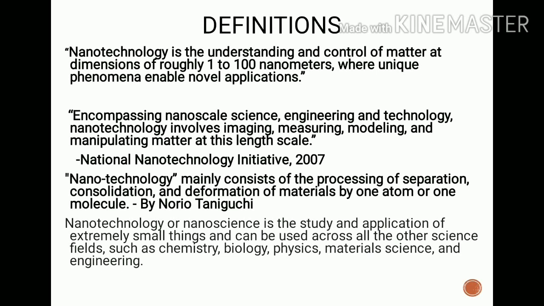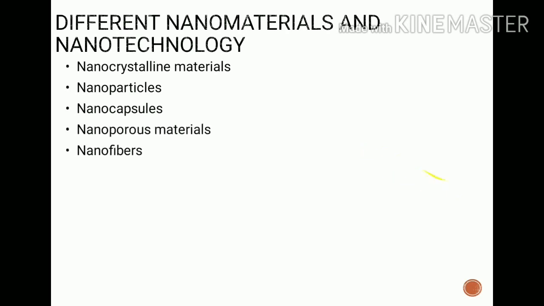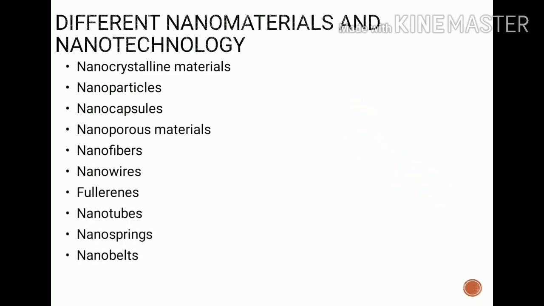Overall, nanotechnology or nanoscience is the study and application of extremely small things and can be used across all other science fields such as chemistry, biology, physics, material science, and engineering, or various engineering branches like electrical, mechanical, electronics, chemical, etc. Different nanomaterials and nanotechnologies are mentioned here: nanocrystalline materials, nanoparticles, nanocapsules, nanoporous material, nanofiber, nanowire, fullerenes or buckyballs, nanotubes, nanosprings, nanobelts, dendrimers, photolithography, nanolithography. These are the various schemes or technologies.